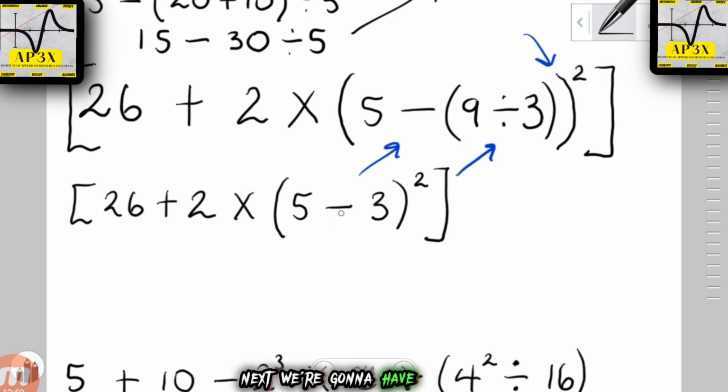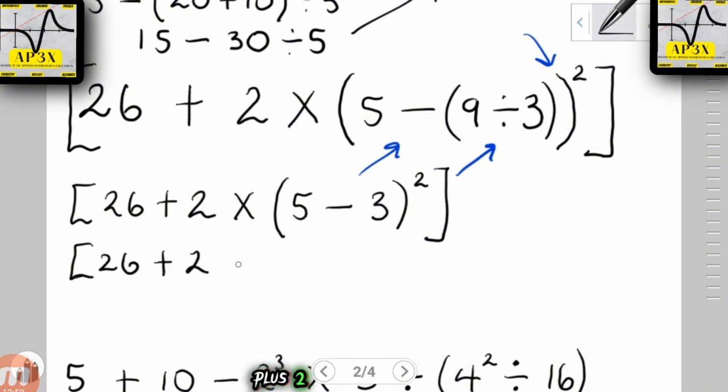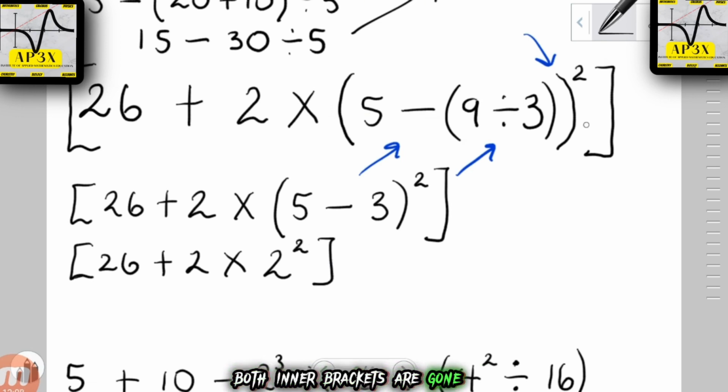Next we're going to have this inner bracket here. So we're going to have, say here, 26 plus 2 multiplied by 5 take away 3, which is going to give us 2. We're going to square that result there. So both inner brackets are gone. We're now left with just the outer bracket.